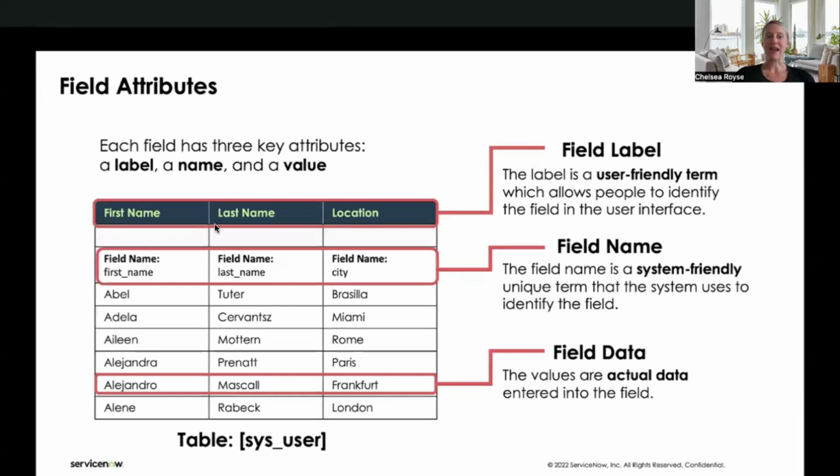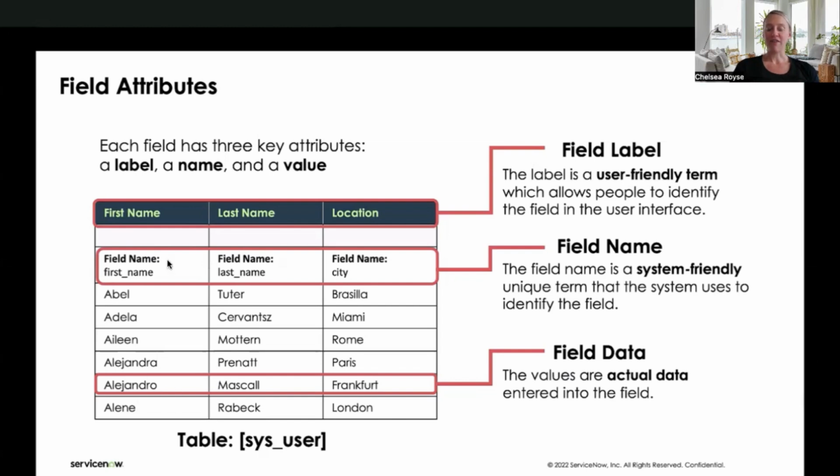In this video, I will be sharing with you about ServiceNow tables. Inside of ServiceNow, on the tables, you have field attributes, which up top is the field label, so it helps people to identify. And then you also have the field name. This is a system-friendly unique name that the system uses to identify the field, such as first name, last name, city. This can help too when you import sets in ServiceNow.